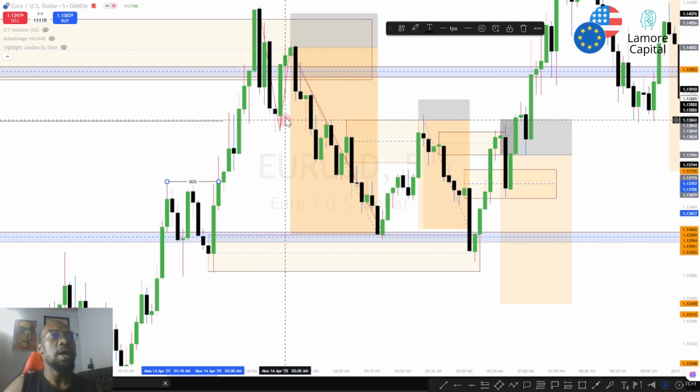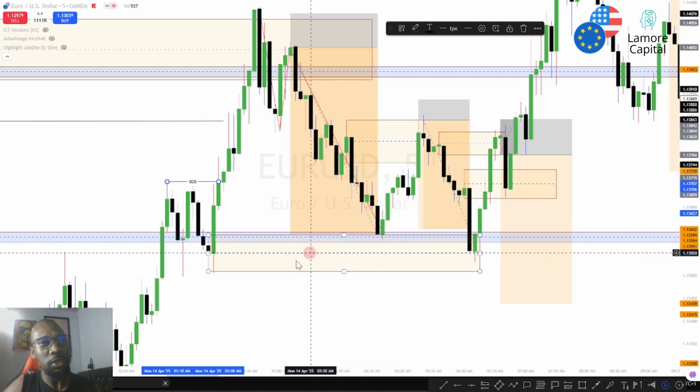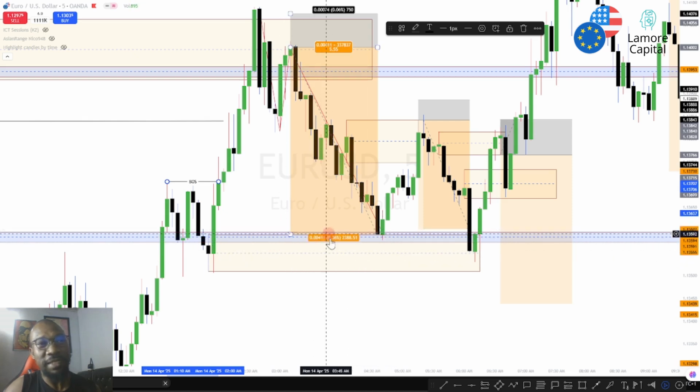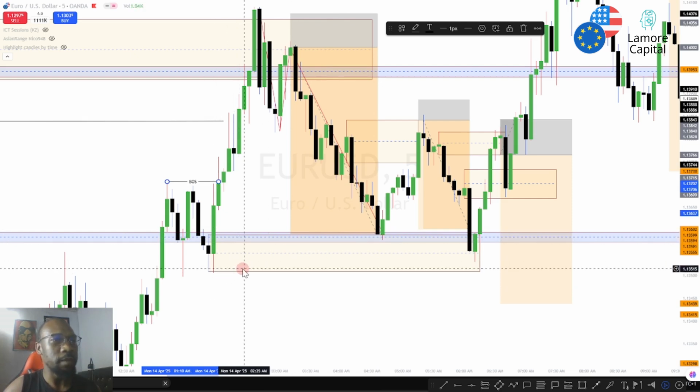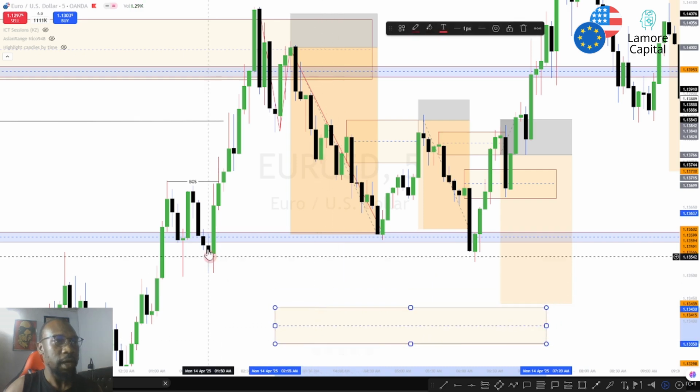Okay, so now if you look at this particular impulsive move to the downside, you will notice that it has mitigated the zone, but not the body of the candle. Okay, so now this is what I mean. Let me take this order block out. Can you see this is the order block? These are the wicks, but this is the body candle.